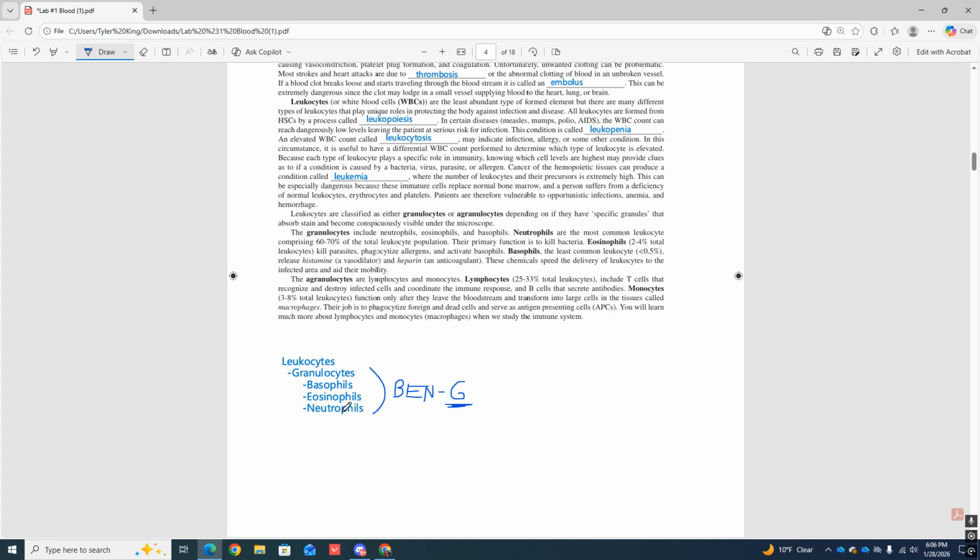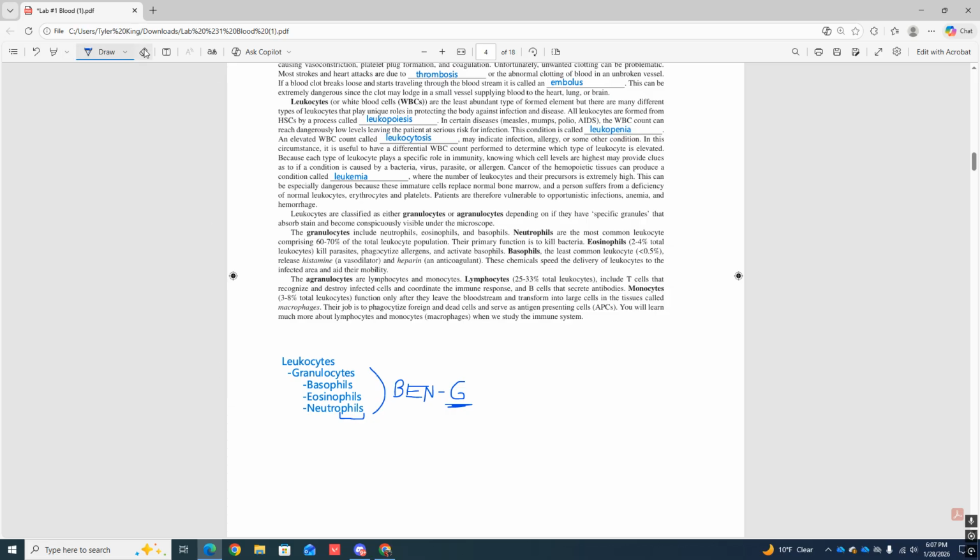Furthermore, guys, remember, all the granulocytes, I told you this, they all end in the suffix phils. If you see phils in the suffix, that means it is a granulocyte. So if you're wondering which one is which, if it ends in phils, it's a granulocyte, so it has the granules.